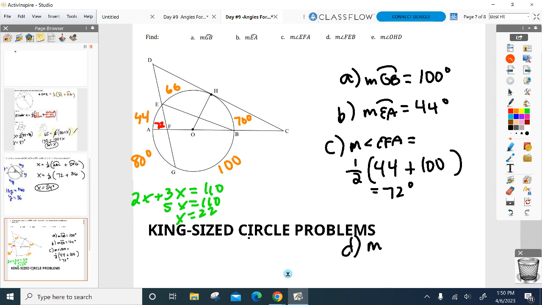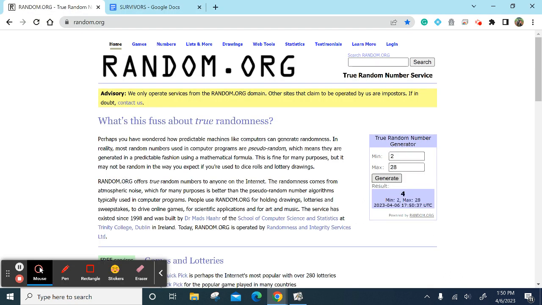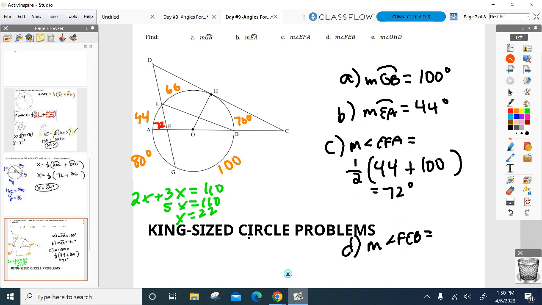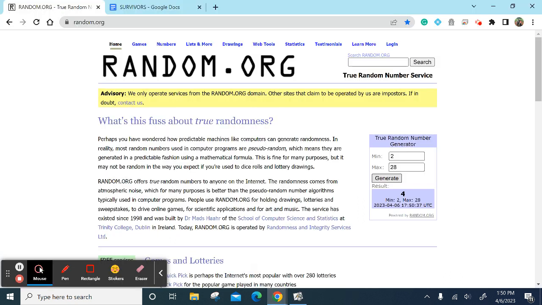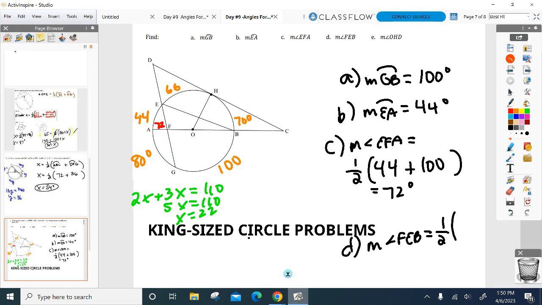What's D? The measure of angle FEB. Let's see. FEB. Central? No. Inscribed. Yeah. There you go. So now it comes down, do I know the rule or not? Half of the arc. What arc measure is it drawn to? There we go. Half of hundo. Yep. So that's going to be 50 degrees. Plop that in there. That's 50. And I got one more here.